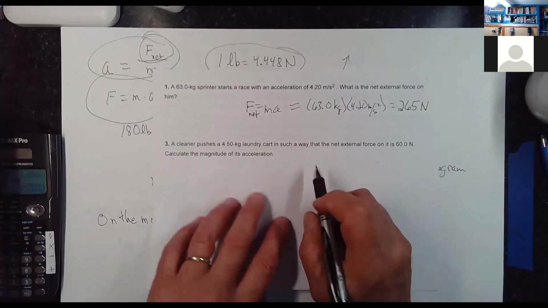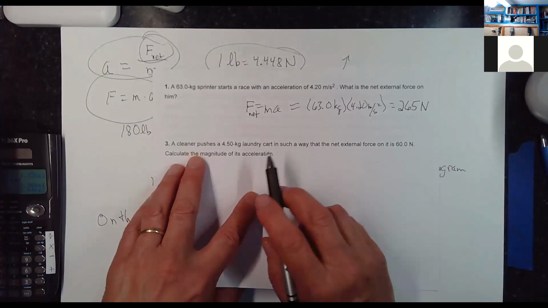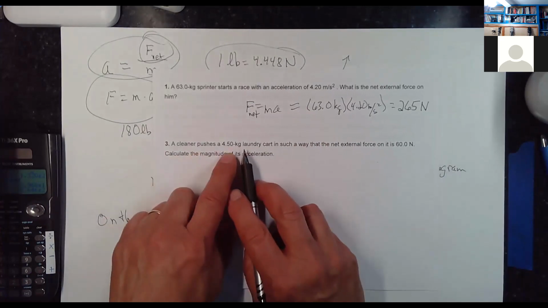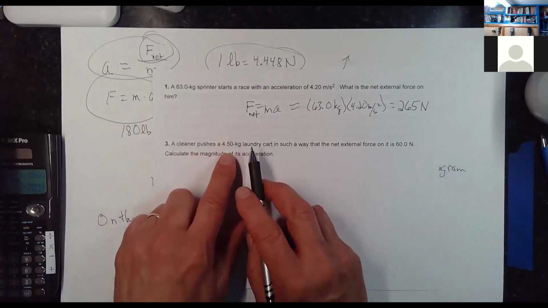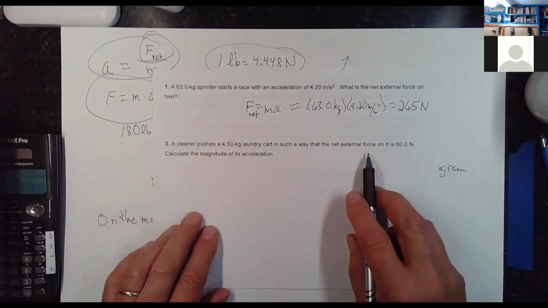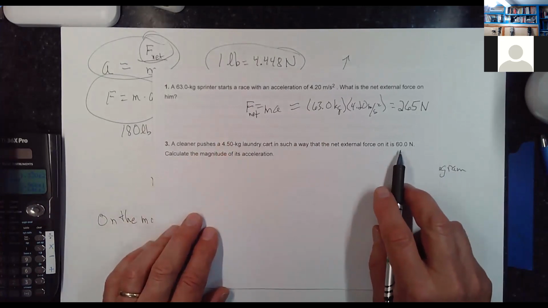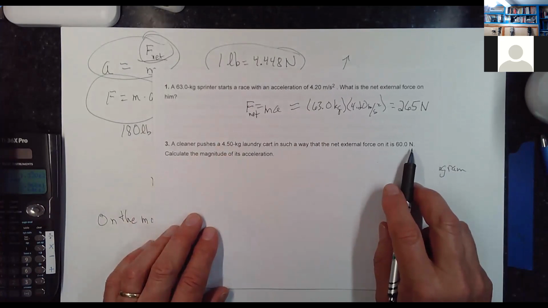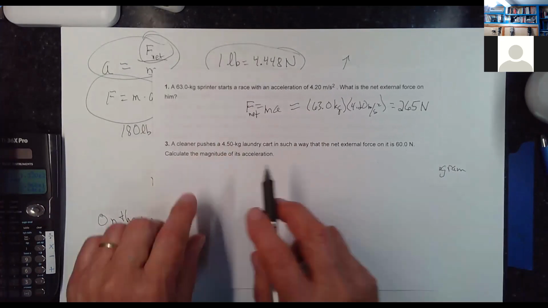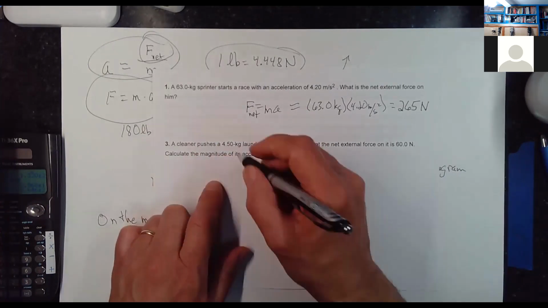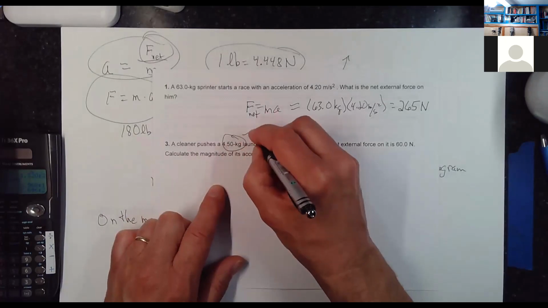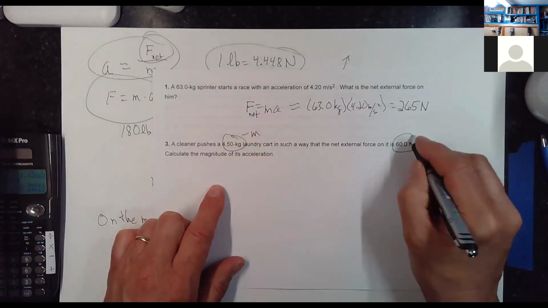This one is nearly as straightforward. A cleaner pushes a 4.50 kilogram cart, so we know the mass, in such a way that the net external force on it is 60.0 newtons. Oh, we also know the force. Calculate the magnitude of its acceleration. So here we've got mass, here we've got F net.